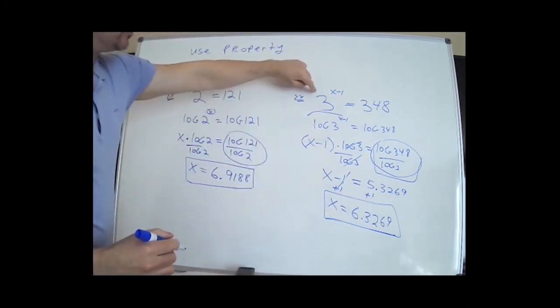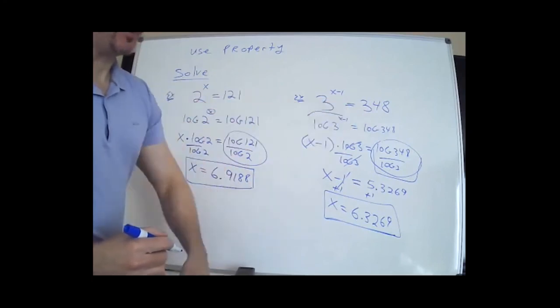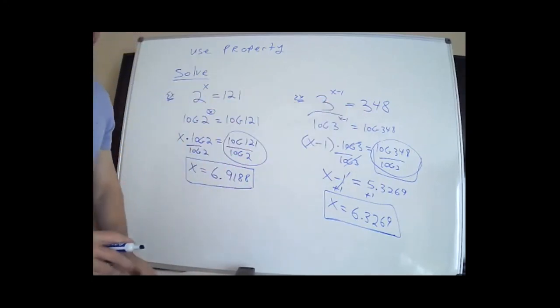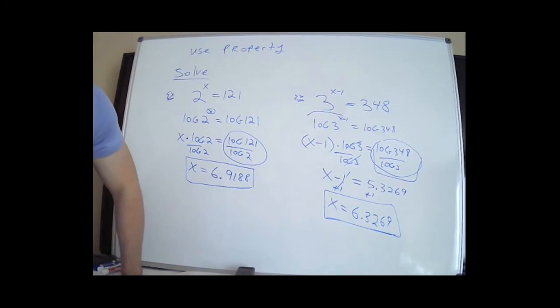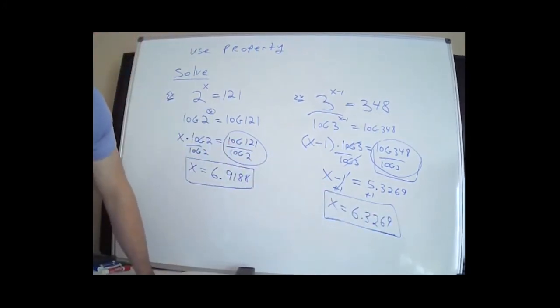And again, you could plug this in up there, and you'll end up doing 3 to the 5.3269 power. You're not going to get exactly 348. You're going to get like 347.99 or something like that. But that's the answer. If we went more decimal places, it would be more accurate, but this is good enough. All right, so that's the second one.